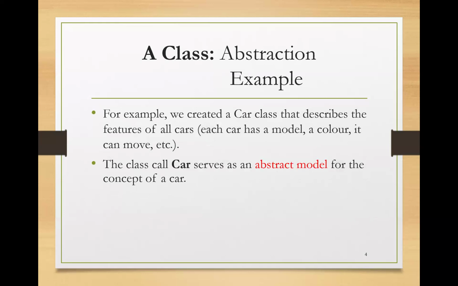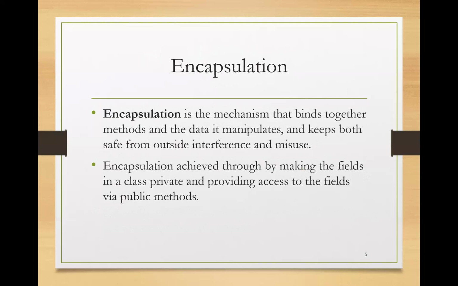Therefore, if car is the class, if you create a car class and a car object, then the object represents the car class. That means the class called car serves as an abstract model for the concept of a car. And encapsulation is the mechanism which binds together methods and the data they manipulate, keeping both safe from outside interference and misuse. That is achieved by making all the fields private and by providing public getters and setters.